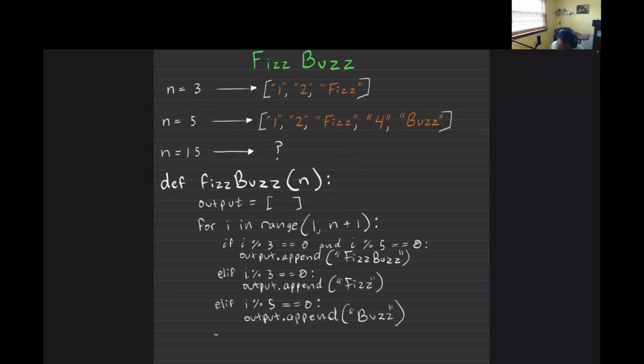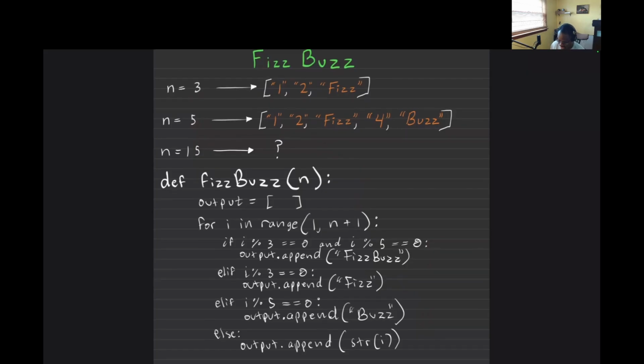Okay, and then the last case here, right? So the catch-all. If none of these conditions here are met, we're gonna just append i, but we're gonna convert it to a string first. So convert it to a string by calling the str method, all right? And last but not least, when we're done with our loop, what do we do? We just return the output, okay? And that's it.